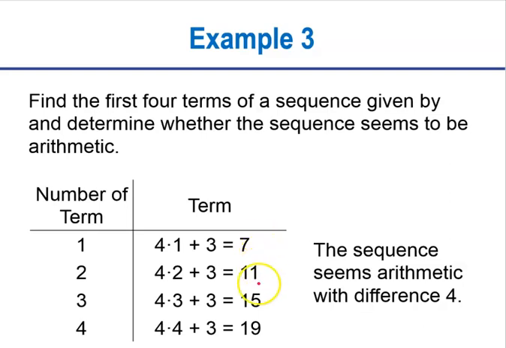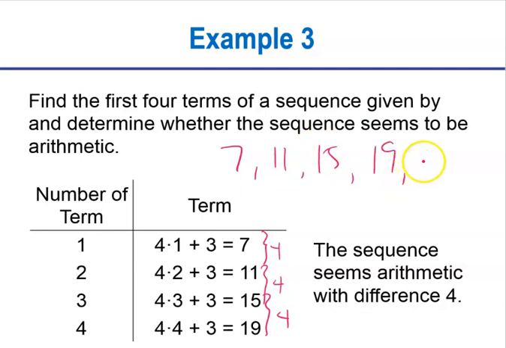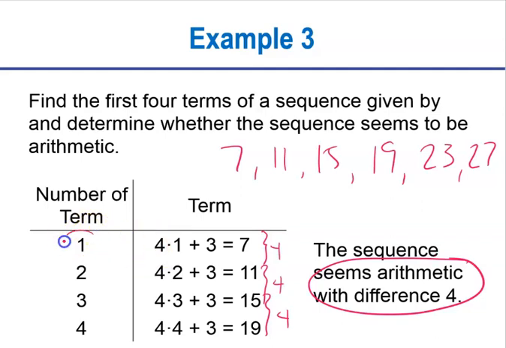Well, they're all 4 apart, are they not? So again, 4 here, 4 here, 4 here. If you listed these terms, it would be 7, 11, 15, 19. What would be next? So 19 and 4, 23 and 4, 27 if we keep following the pattern. But it is definitely an arithmetic sequence with a difference of 4. Now look at the way that's written out. Okay, so you have the first sequence. We multiply the difference times 1 and add 3.